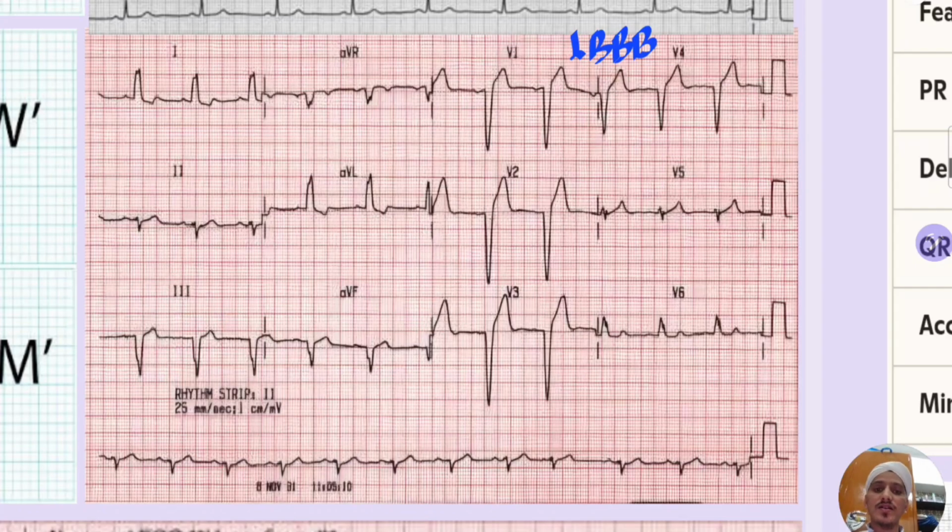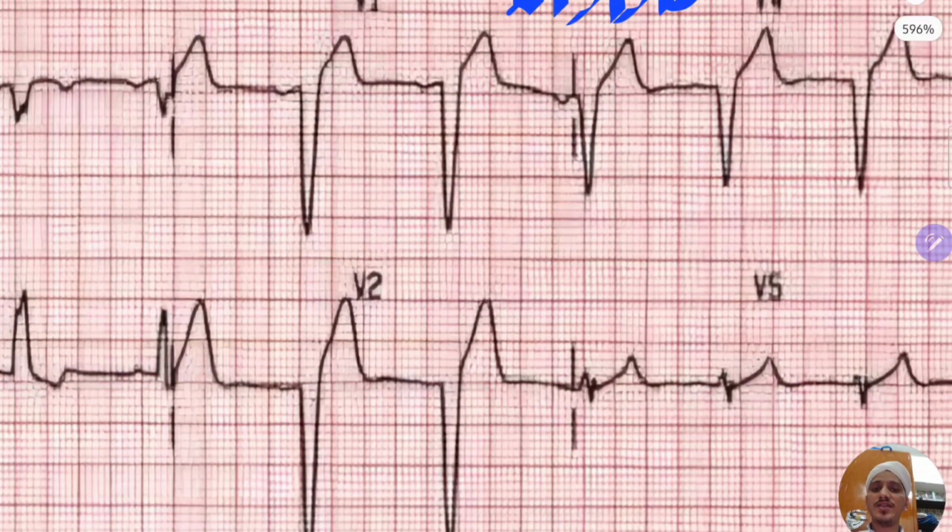See here, in LBBB the vector is oriented to the left side. Okay, left bundle branch block. So you see in V1 a broad QS wave, and if I zoom in, this is approximately 3 small squares.